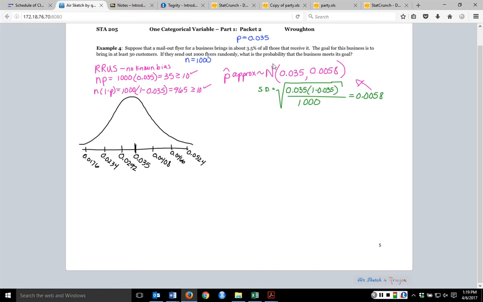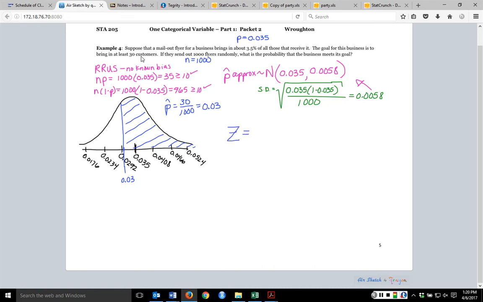Now we want to find out the probability that we meet our goal. Bringing in at least 30 customers is our goal. Well, we're bringing in 30 customers out of how many? Out of 1,000, so I gotta do my little division there first. So I'm gonna find 0.03 on my picture, which is about right here. So there's our 0.03. We want to bring in at least that many customers, so we're gonna shade to the right. Alright, so what would be our next step?